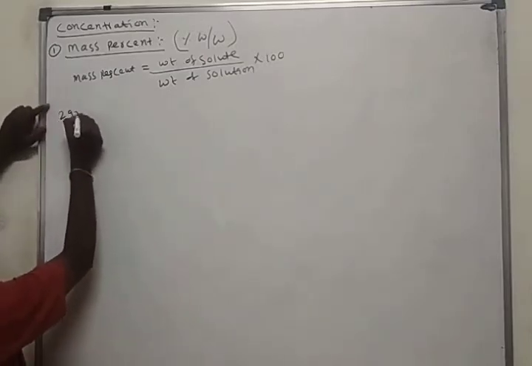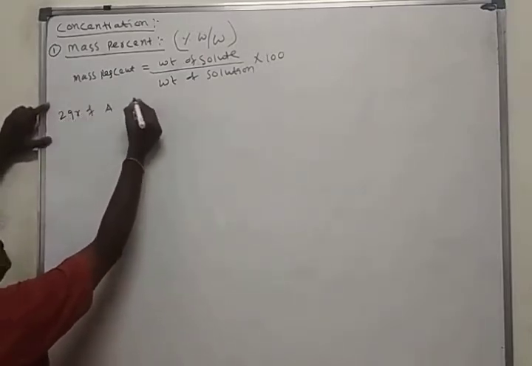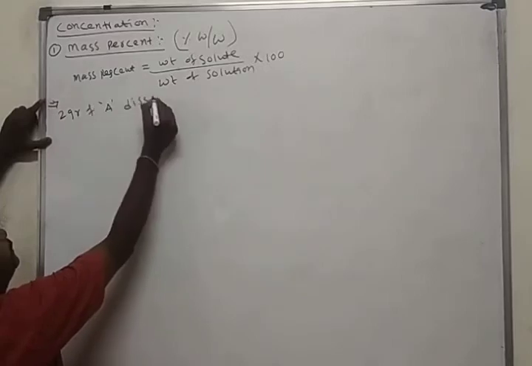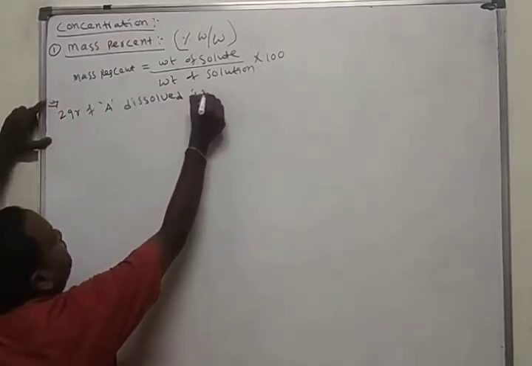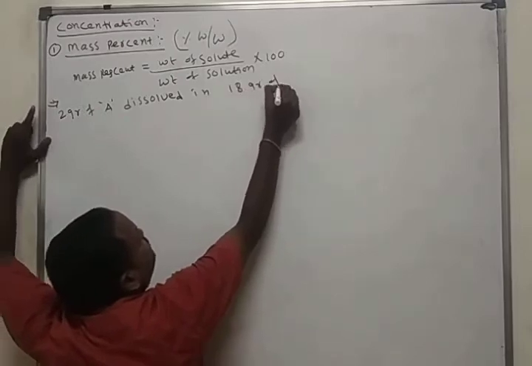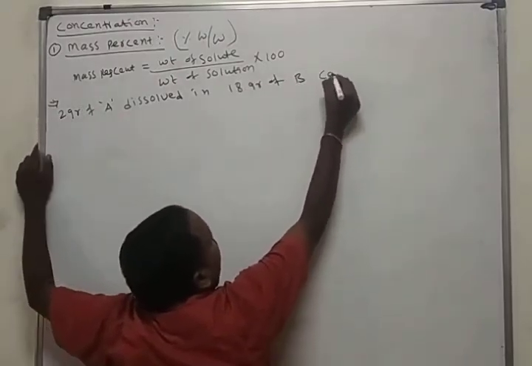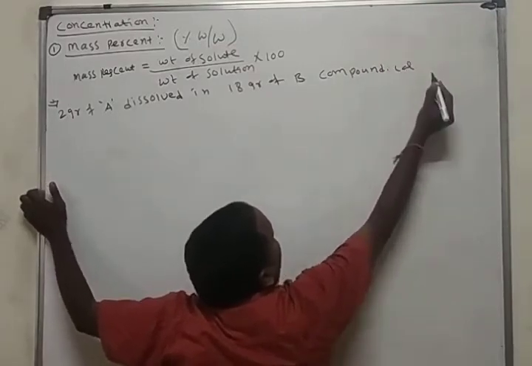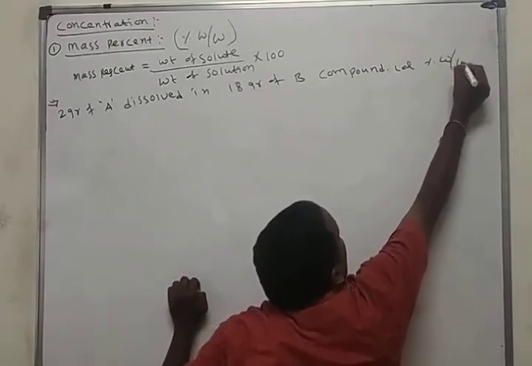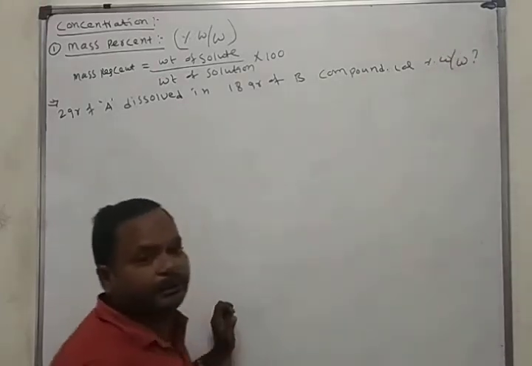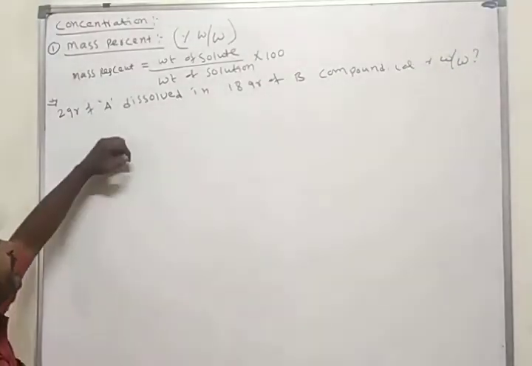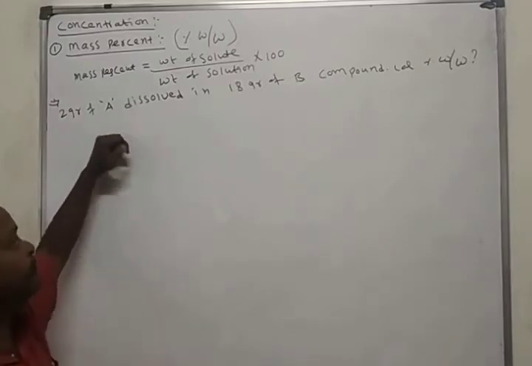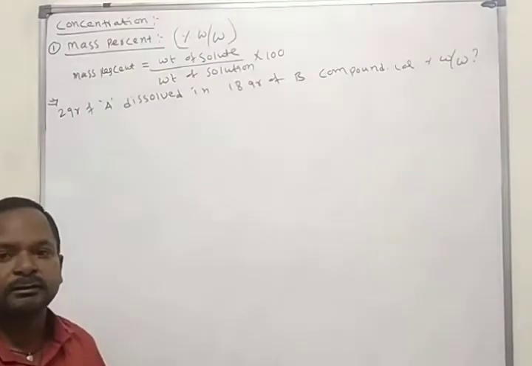Here I want to write one problem based on this. 2 grams of a compound A dissolved in 18 grams of B compound. Calculate the mass percent. How will we calculate the mass percent? Before that, you should know the weight of solute and the weight of solution. Then only can you calculate the mass percent.